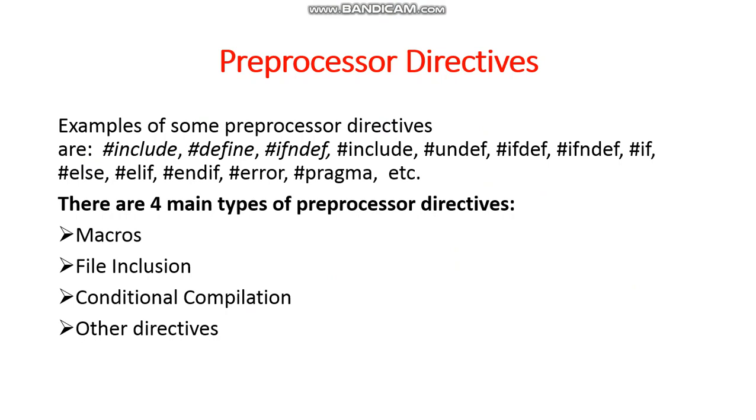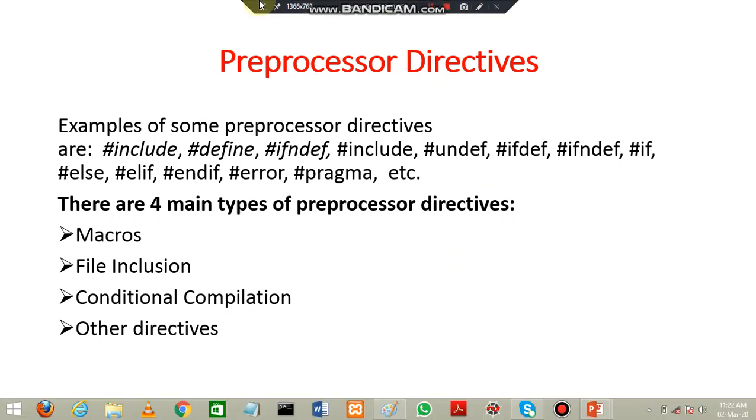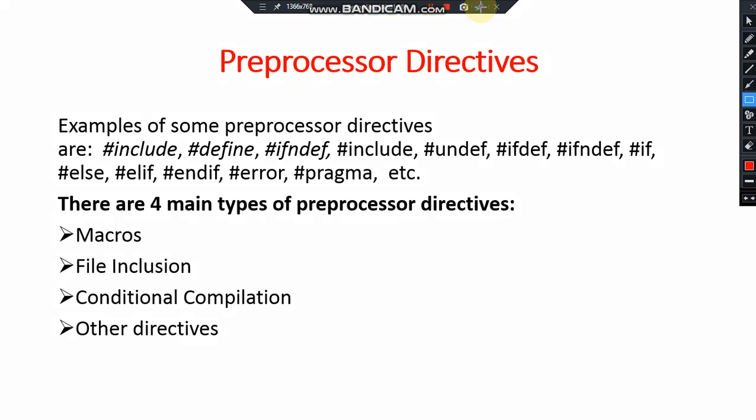Here you can see a few examples of preprocessor directives. We may write #include <stdio.h>, sometimes #define, #undef, #if, #error, #pragma, etc. All these are known as preprocessor directives. Actually, there are four types of preprocessor directives. These are macros, file inclusion, conditional compilation, and then some other directives.